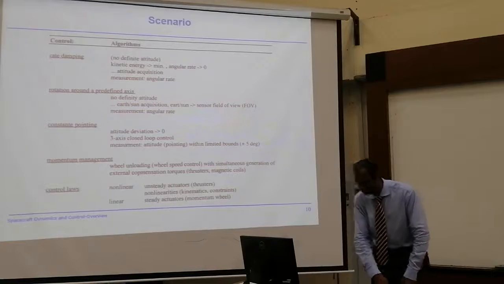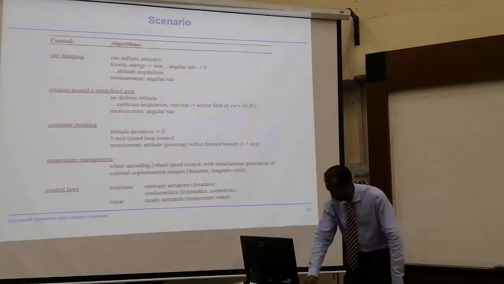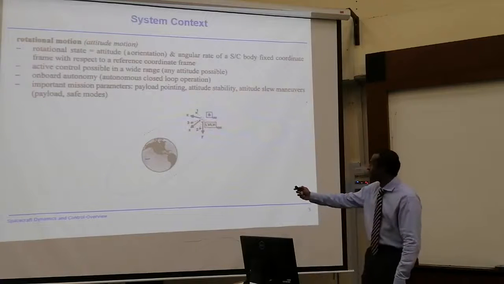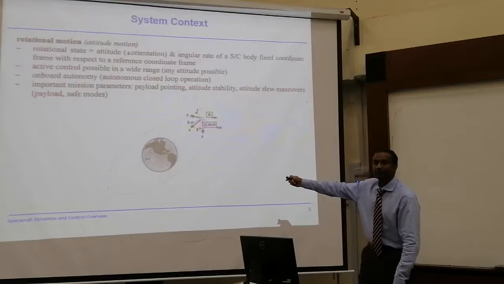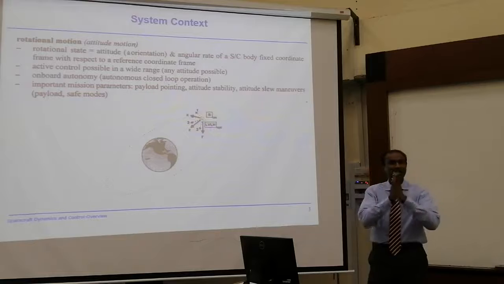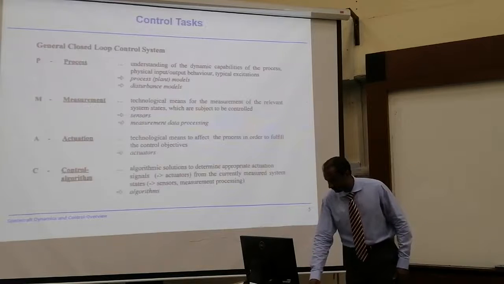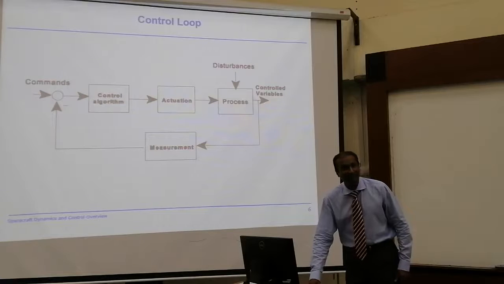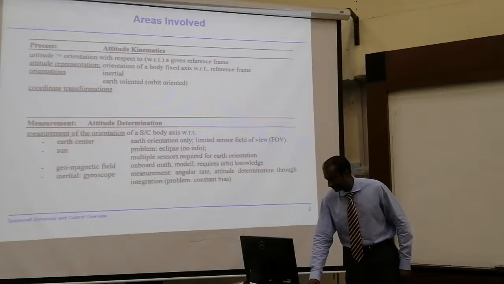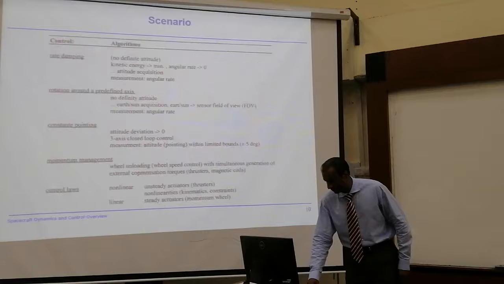Constant pointing. The goal is always that deviation is zero. Means this. Zero, what happens? Everybody is together. But it will never happen. Second, good things are very difficult to happen. Bad things always happen. Right? Okay. So, alright, there you go.